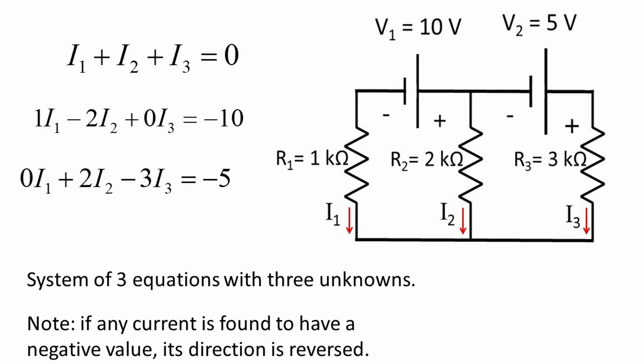Sometimes predicted currents come out negative. I1, for the example shown, is very likely to have a theoretical negative value. Not to worry. Negative current just indicates that it was drawn in the wrong direction initially. Instead of pointing downward as shown, the current I1 actually flows upward through R1.